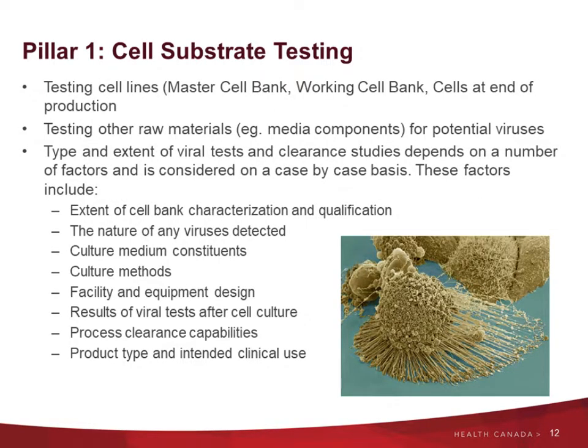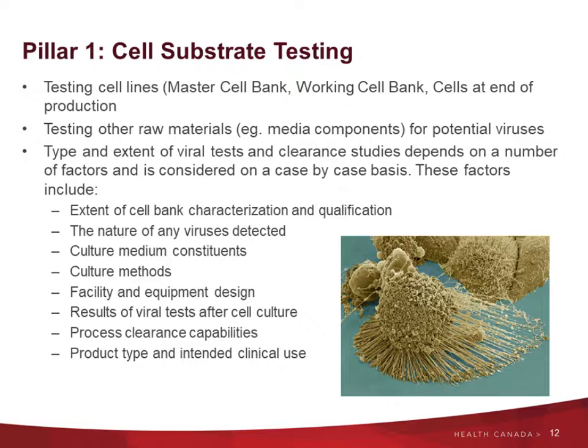So now I'll discuss a little bit more detail than pillar one, cell substrate testing. So the most comprehensive testing of the cell substrate is on the master cell bank, but there's also required testing on the working cell bank and also cells at the end of production. There's also a requirement for testing of other raw materials such as media components. And the type and extent of the testing and the viral tests employed will vary and is considered on a case-by-case basis.